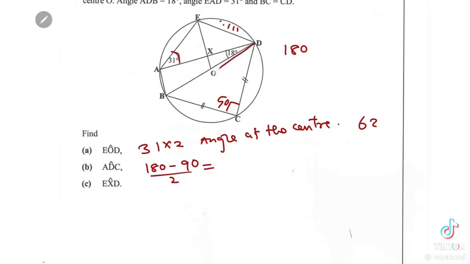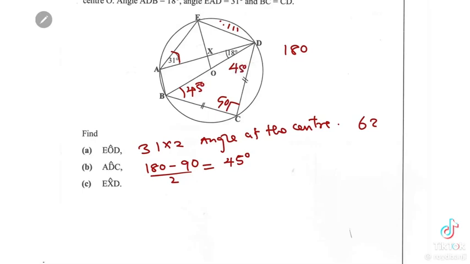180, the whole of this triangle, then minus 90. These angles are equal, so I'm sharing them. So divide by 2, that is these angles. So 180 minus 90 is 90. Divide by 2 is 45 degrees. So which means this is 45 degrees, and also that is 45 degrees.